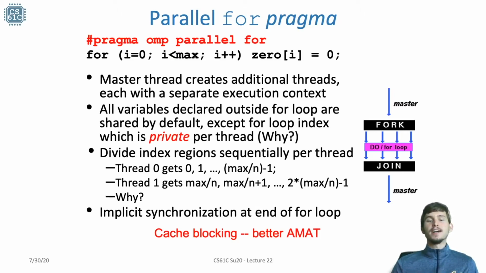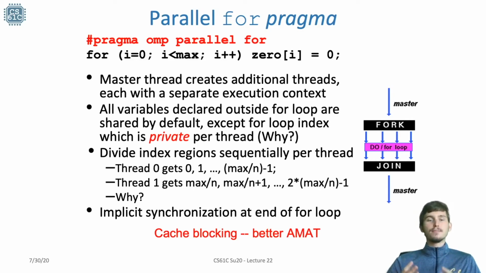The other thing is we divide the regions sequentially per thread. This means thread 0 will get the first portion of the items, thread 1 will get the second portion, and I have some equations for how you would do it with n threads. For example, if I had two threads and 100 items in my array, I'd have the first thread do 0 through 49, and then the second thread do 50 through 99. You might be wondering, why do we do it like this instead of, say, with two threads, having the first thread, thread 0, execute the even elements and thread 1 execute the odd elements in my array? Maybe I want to just set everything to 0. Why might that be a bad idea?